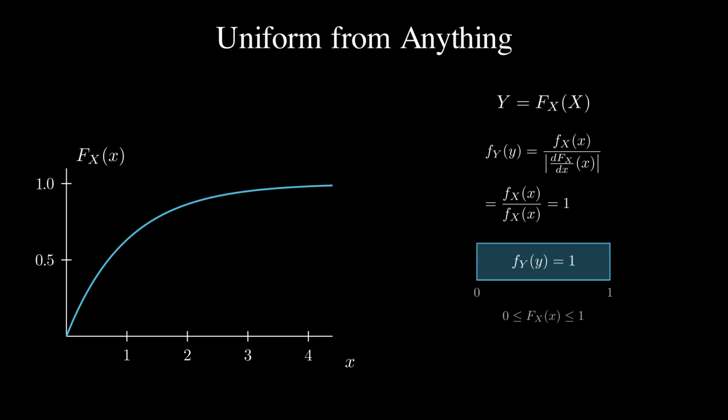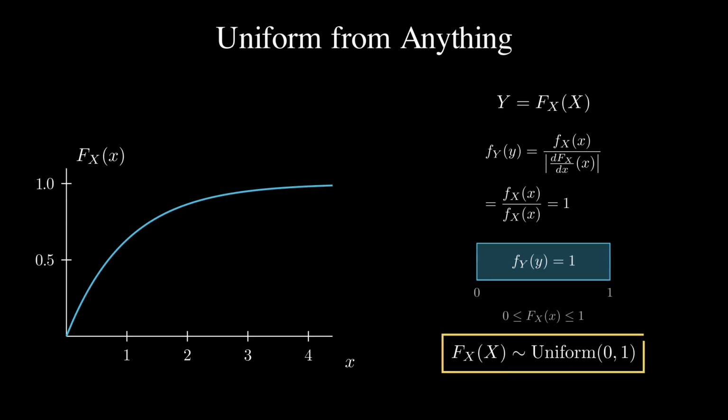The bumps cancel perfectly. Wherever x is likely, the CDF climbs fast and spreads those values out. Wherever x is rare, the CDF barely moves and packs them together. Every continuous random variable passed through its own CDF becomes uniform on the unit interval.